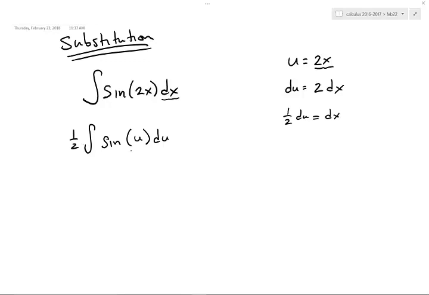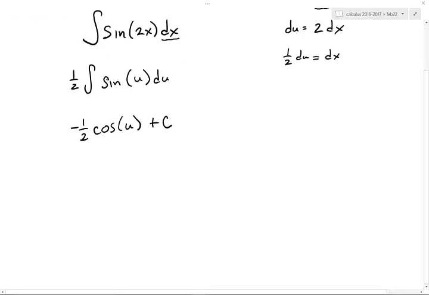Where did sine come from? Negative cosine. But what about this half out front? It just tags along. Now, if you turn this in just like this, I will take off 1,000,000 points. The question was about x, friend. It had nothing to do with u. So when we're done, what do we do? We re-substitute. And what is u equal to? 2x. Ta-da!